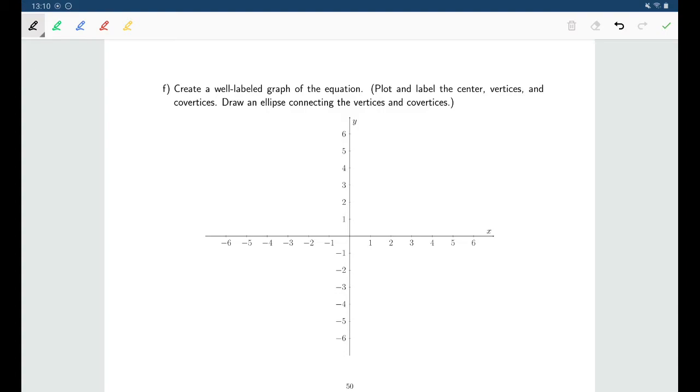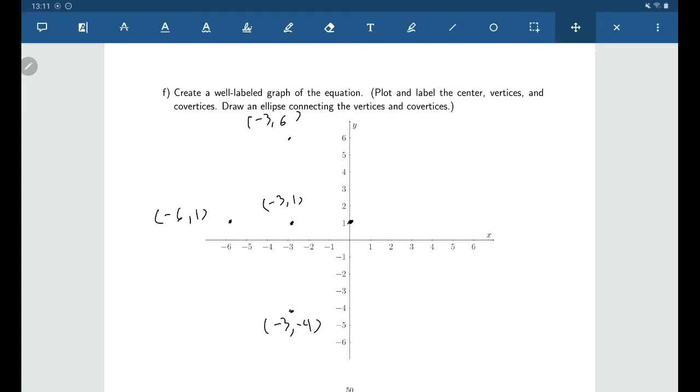So I'll start with the point -3, 1, my center. And while I'm here, I'll label it. And now I'm going to plot my 2 vertices. I had -3, 6 and -3, -4. So from the center, going 5 units above and 5 units below. And then also from the center, going 3 units to the right to 0, 1, or 3 units to the left, -6, 1. All right.